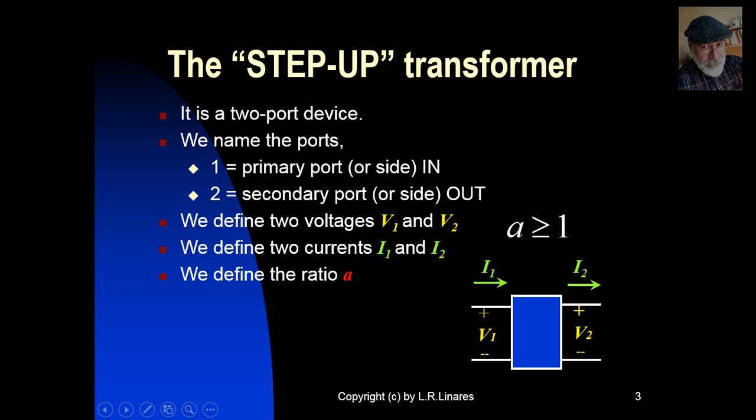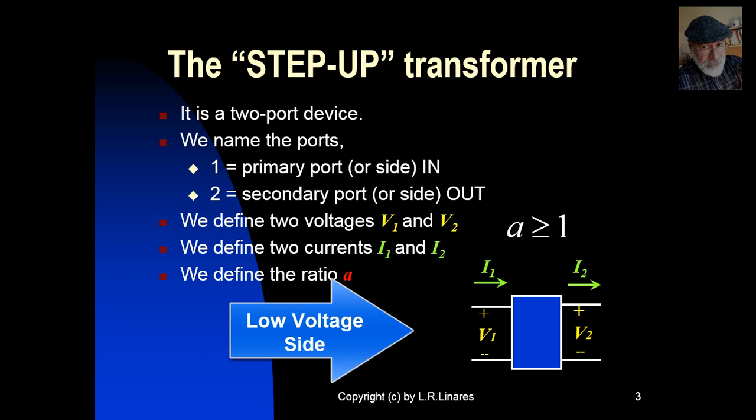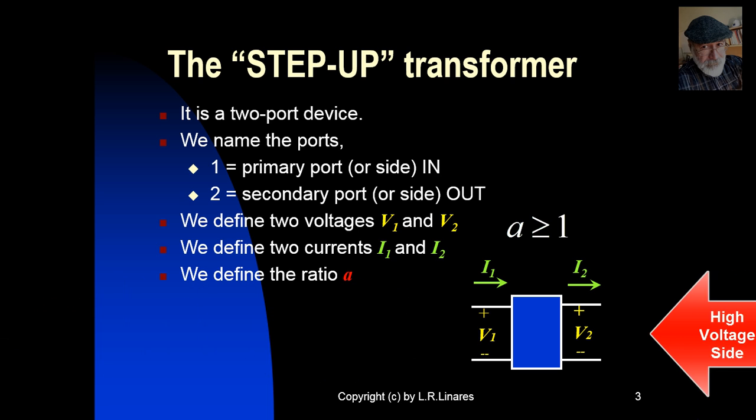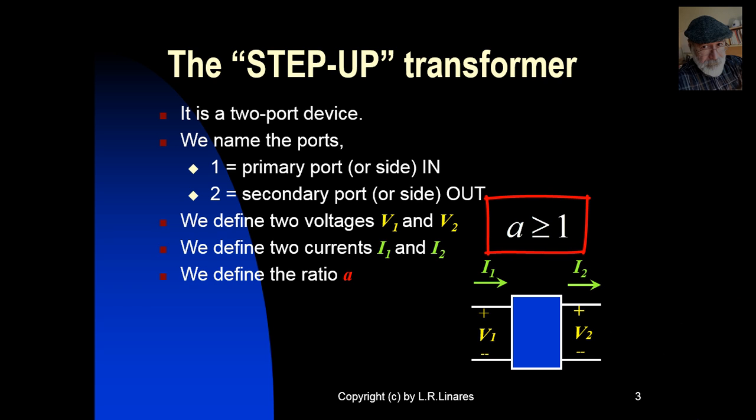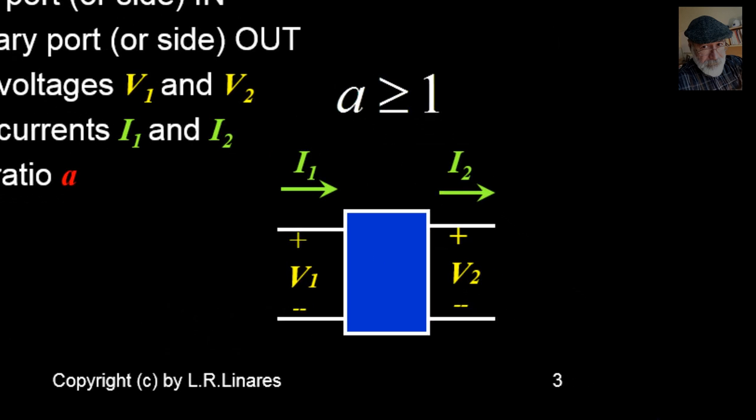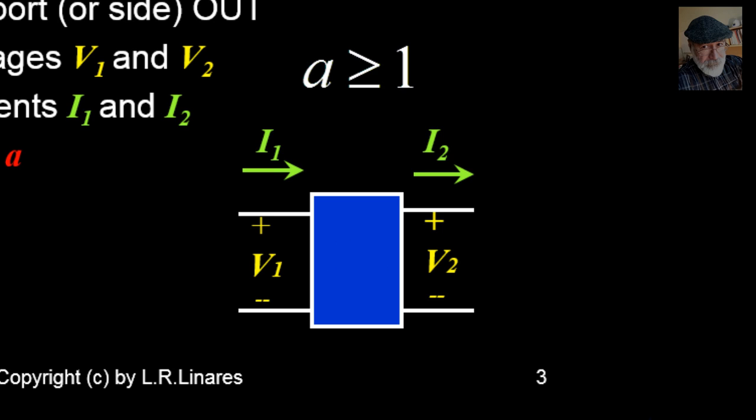Now we talk about the step-up transformer. It is the very same one that we had before, but the mirror of it. We have flipped it about so that now the low voltage side faces the generator and the high voltage side faces the load. A continues to be greater than or equal to 1. That is by convention. But look at the way we introduce that in the diagram. Now A is on the secondary, V2 is bigger than V1.